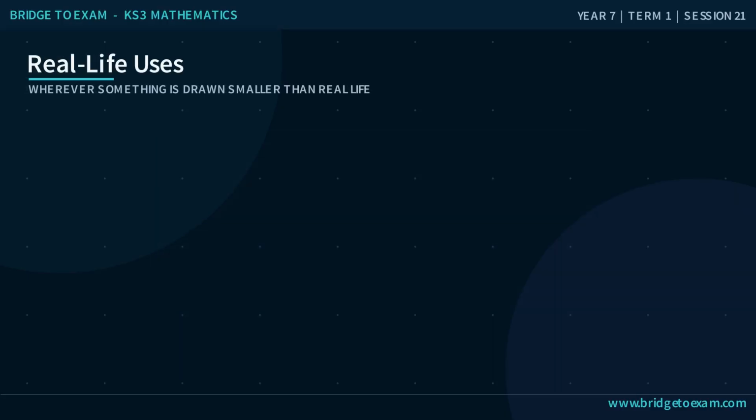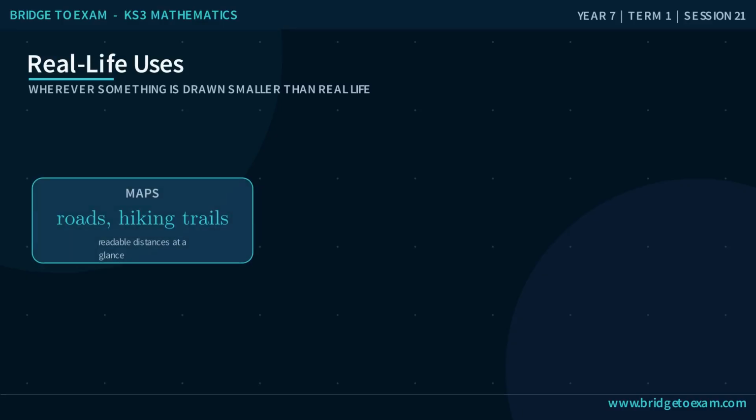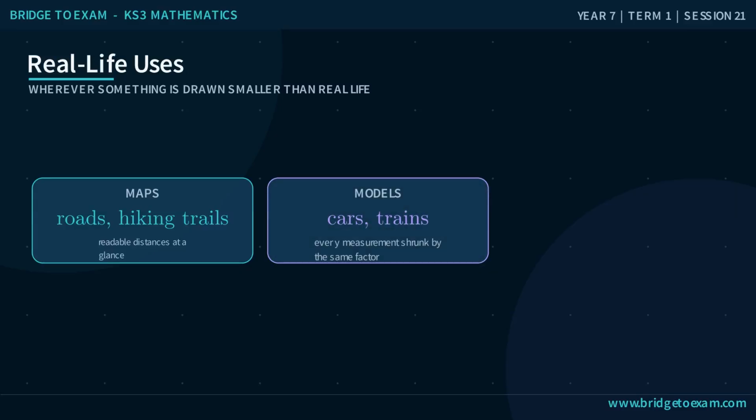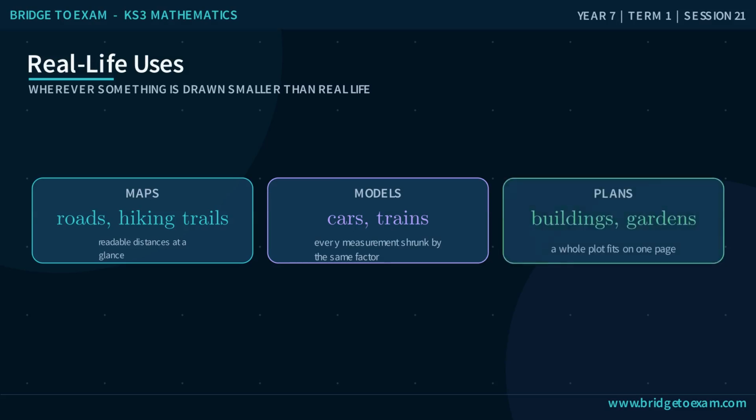Scale ratios show up anywhere something is drawn smaller than real life. Every road map or hiking map relies on a scale to make distances readable at a glance. A model car or model train is built at a fixed scale, shrinking every real measurement by the same factor. Architectural and garden plans use a scale, so a whole building or plot fits neatly on one page.